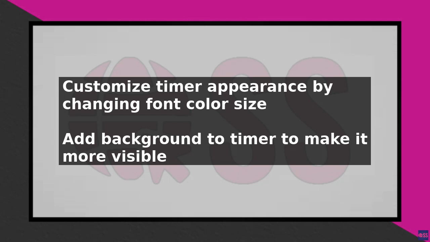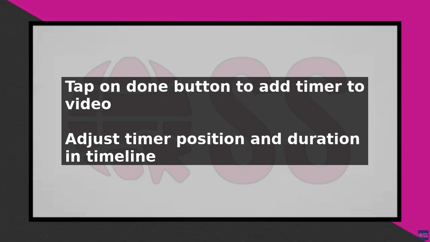To make the countdown more engaging, you can add animations to the timer. To do this, tap on the animation button and select the desired animation effect. Finally, preview your video to ensure the countdown timer is working as expected. If needed, make any necessary adjustments before exporting the final video.